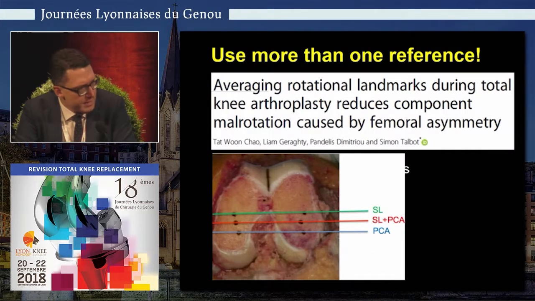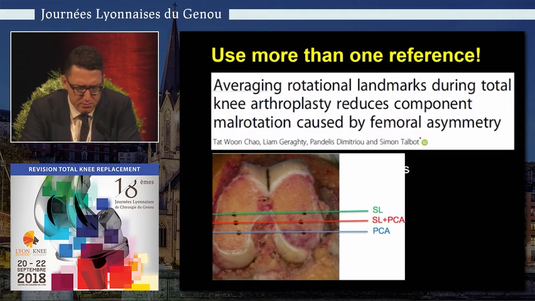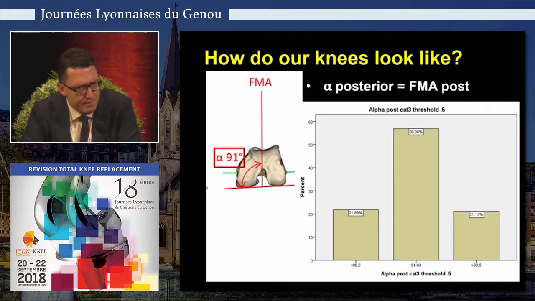And then the thing is, not one reference is the reference to use. You should use a combination of references, and this is Simon Talbot's paper looking at references for primary knee arthroplasty, and you can see that the combination of some references, and in particular the sulcus line and the posterior condylar line and the transepicondylar axis, actually gives the best reference for the femur.